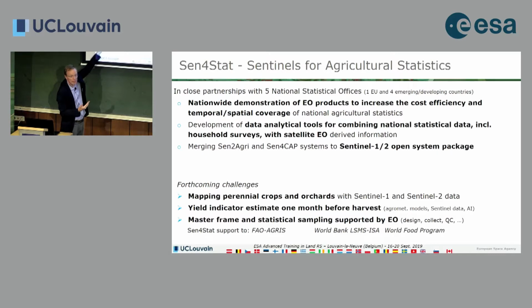There are a few challenges, and maybe you have solved this challenge, we would like to know. We need now to map the perennial crop, all the permanent crop, which are not very well taken into account in Sen2Agri. They can be managed, but not optimized. But this should be optimized for the permanent crop, the tree, the orchids, and so on. We would like to develop a good yield indicator, estimate 1 month before harvest.